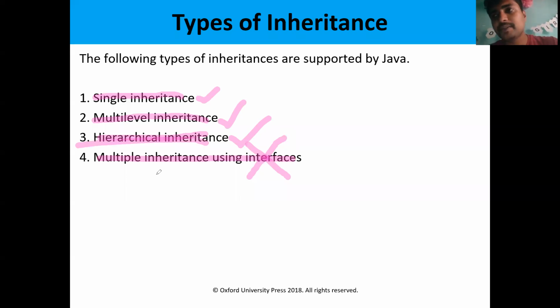Multiple inheritance means containing more than one superclass, and that is not possible in Java. Java has only a single superclass. If you have multiple superclasses, it is treated as multiple inheritance. C++ supports multiple inheritance, but Java doesn't.